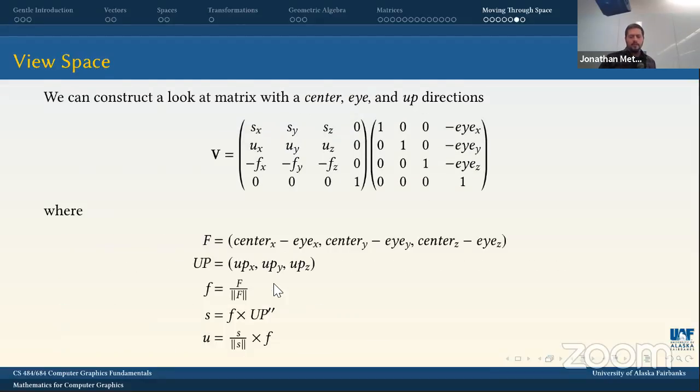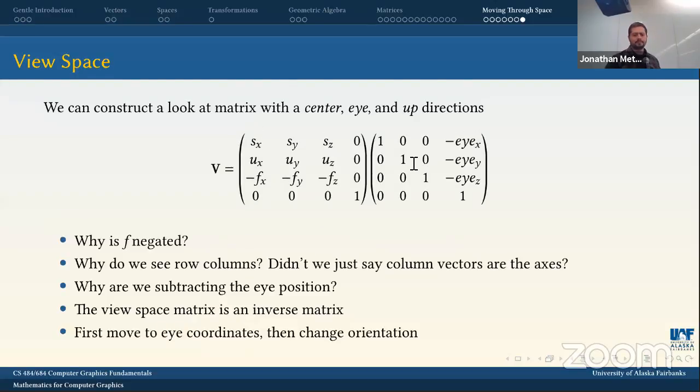We come up with a rotation by first saying, okay, we have the center, this is what we want to look at, and we subtract that from the eye. So now we have a vector looking from where the camera is located to the object we want to look at. We have the up vector, which says what direction is up pointing. And we can do some cross products here to make sure that they're all pointing at right angles to each other.